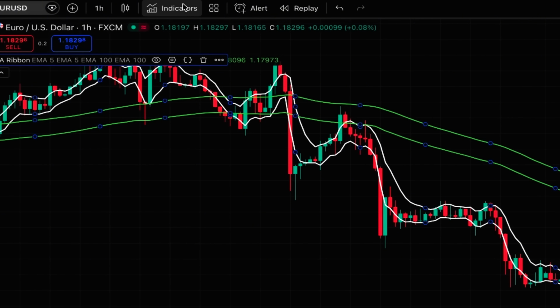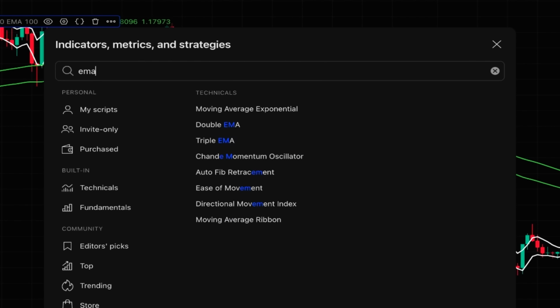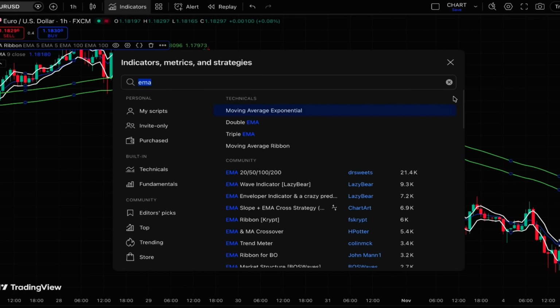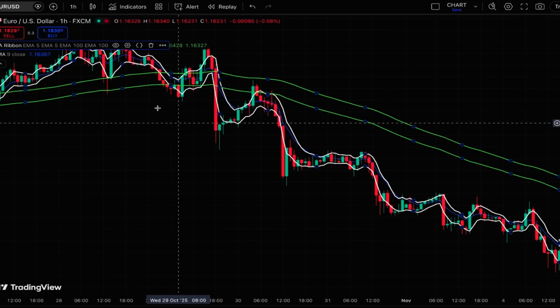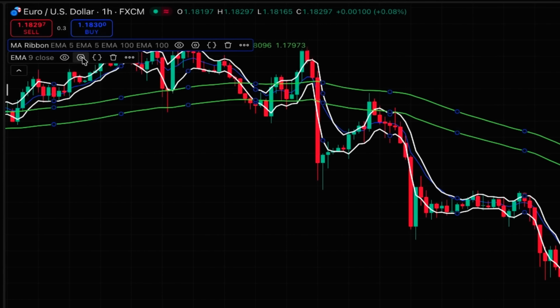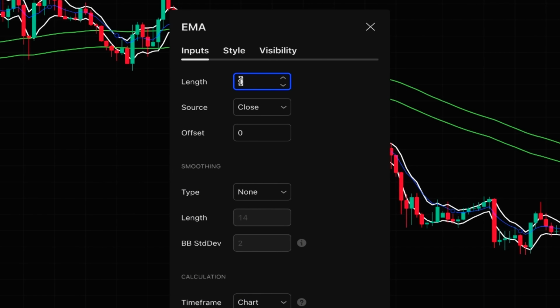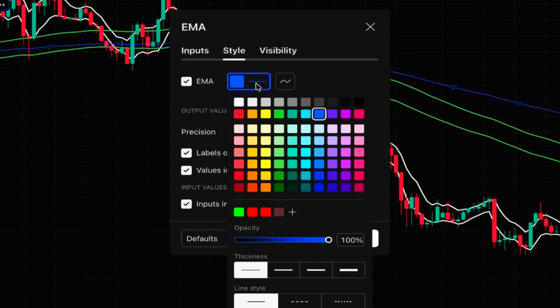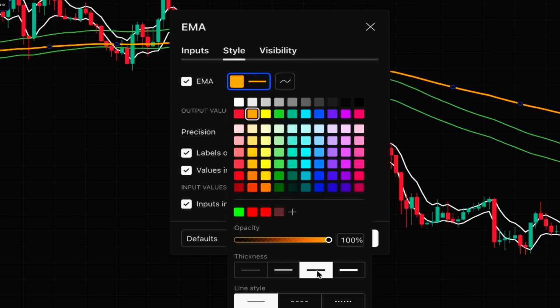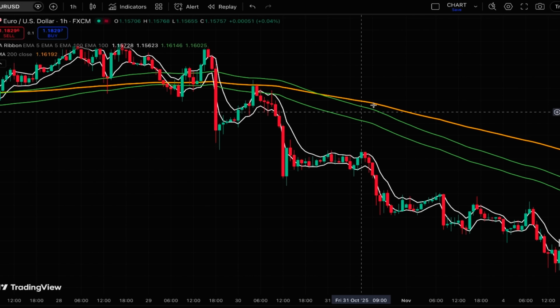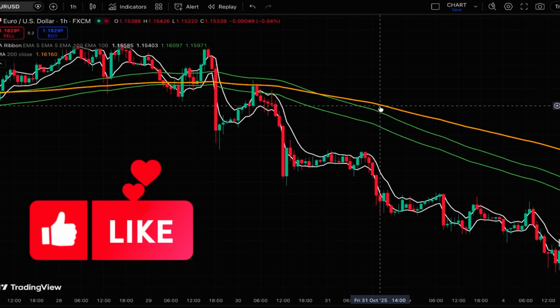So here again, we click on indicators and we search EMA. We add this one, moving average exponential, and for this one we also need to change its settings. So here we go to the settings of this EMA, and first in the inputs tab, for the length we set it at 200, and then in the style tab we change the color to orange, and we also increase the thickness of the line so we can better see it on the price chart.